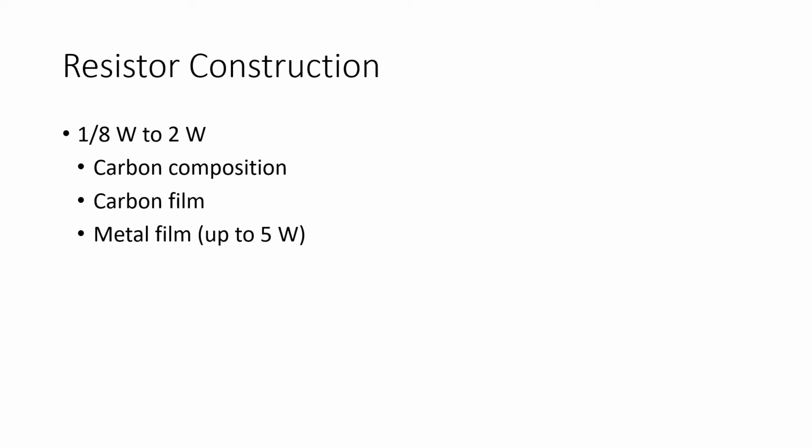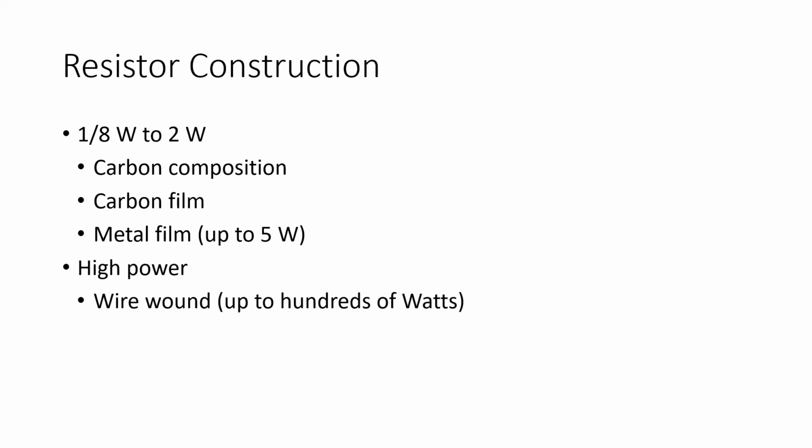Now, resistor construction also plays a role in the maximum power dissipation of a resistor. Generally speaking, the 1/8 to 2 watt resistors are either carbon composition, carbon film, or metal film. However, we can have metal film resistors that are rated up to 5 watts. For high power applications, we will use wire wound resistors, and these can be rated up to hundreds of watts.